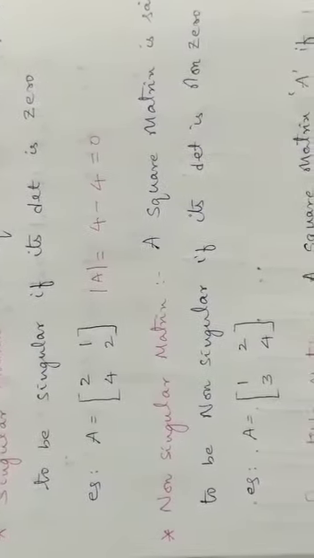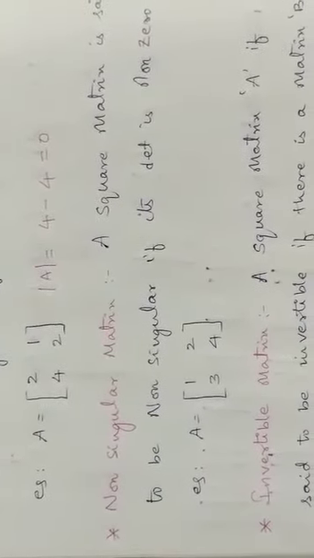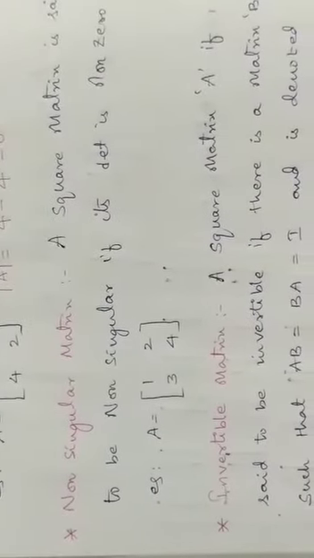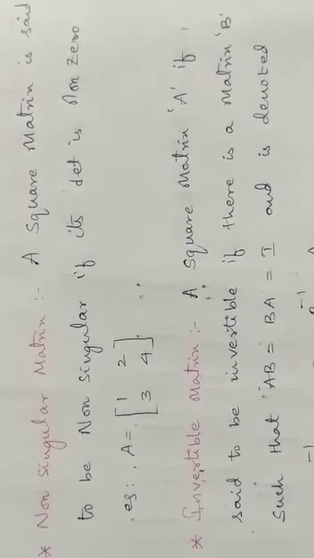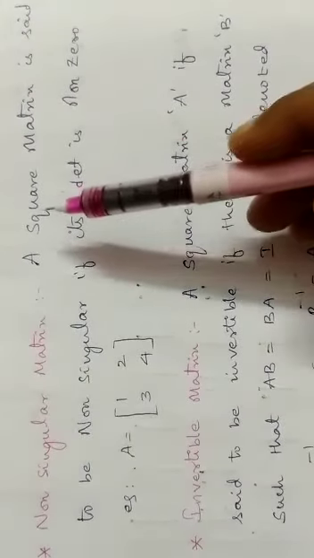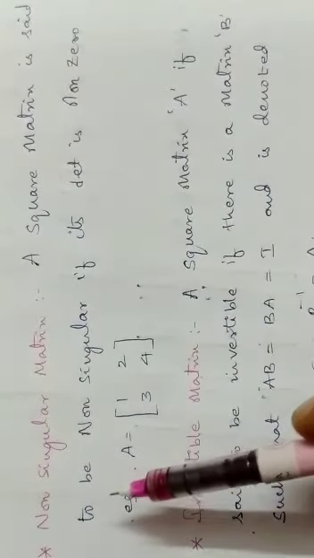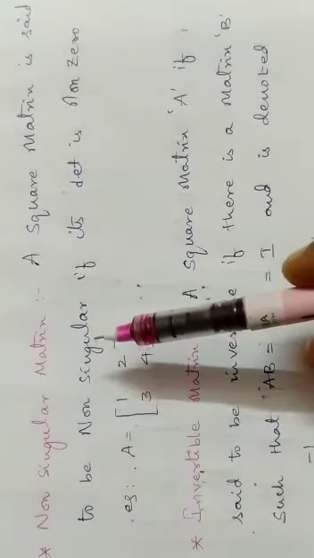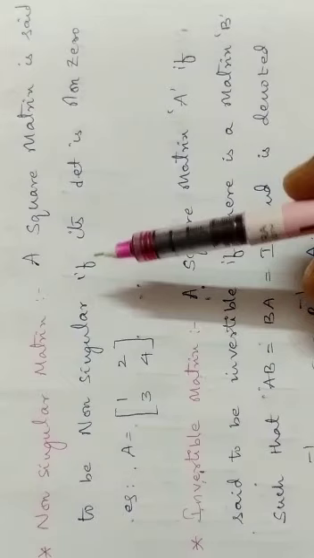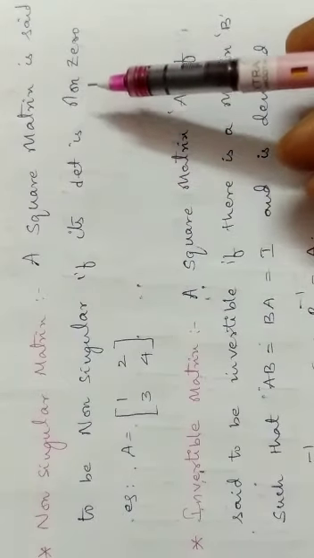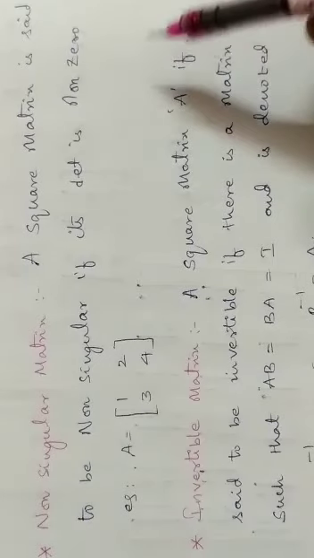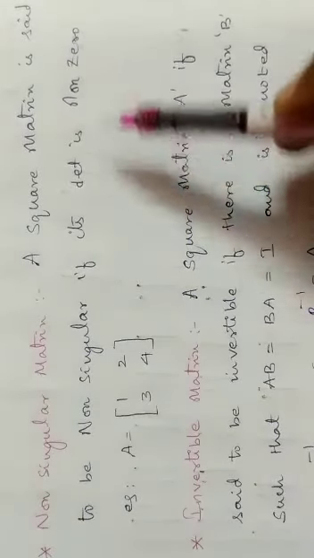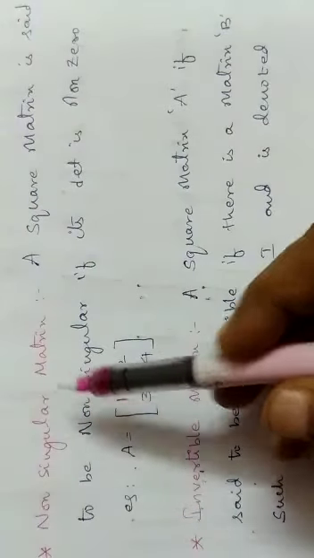Likewise, what is a non-singular matrix? A square matrix is said to be non-singular if its determinant is non-zero. If det is 0, singular. If det is non-zero, non-singular matrix.